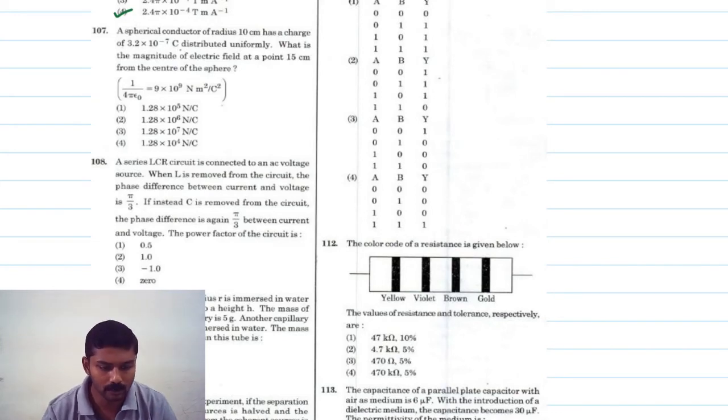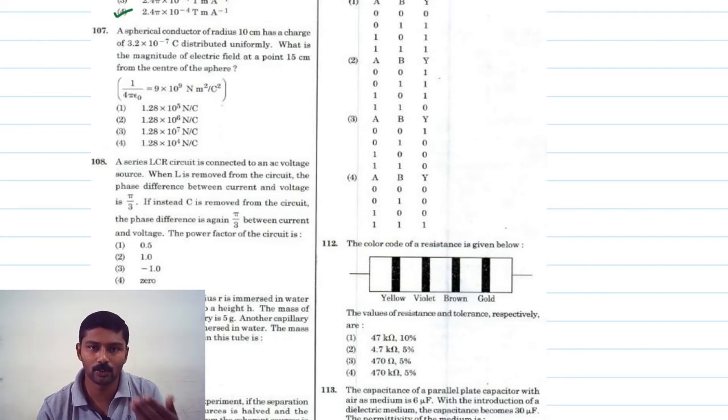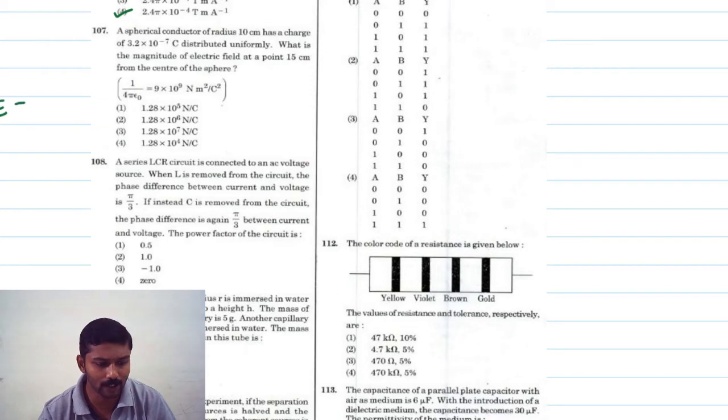A spherical conductor of radius 10 centimeter has a charge of 3.2 into 10 power minus 7 coulomb distributed uniformly. What is the field at a point 15 centimeter away? When I first read this question, I thought this number was going to be less than 10 centimeter, but they have given it as 15 centimeter. That means definitely outside the sphere. Since it is outside the sphere, the equation for electric field becomes very, very simple. What is that? 1 by 4 pi epsilon naught. What is the charge given?